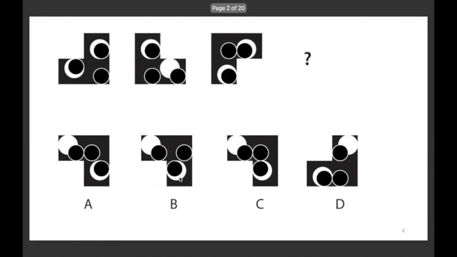This is the first question for the day. Here you're given three diagrams which are in sequence. You have to identify which one will be the fourth diagram from the options that is provided. Okay.